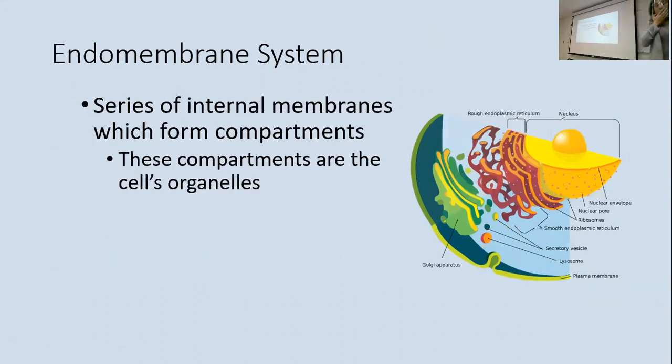There we go. So, like I said, the endomembrane system is just a series of internal membranes, right? Connected to the outer membrane of the nucleus that then come out to the side and start folding like crazy. And as it's folding, it makes these compartments. And those compartments are the organelles in your cell. It's most of the organelles in your cell, right?